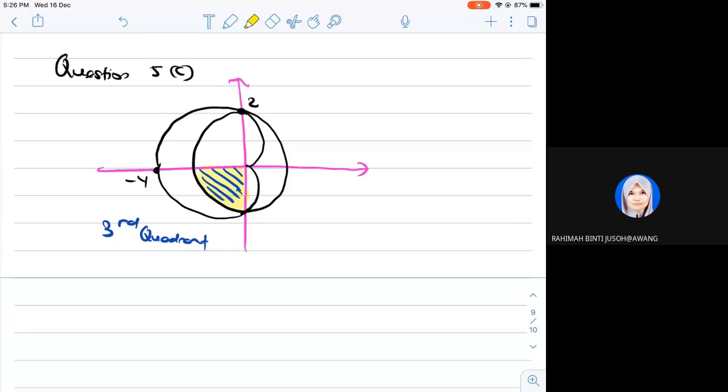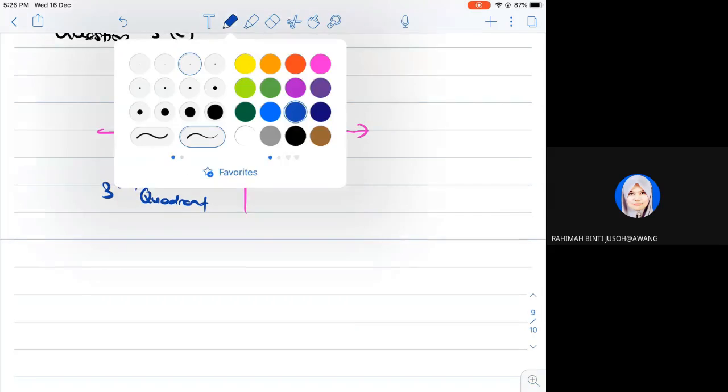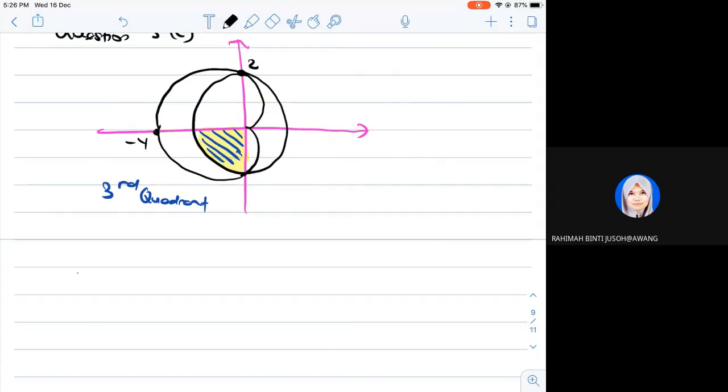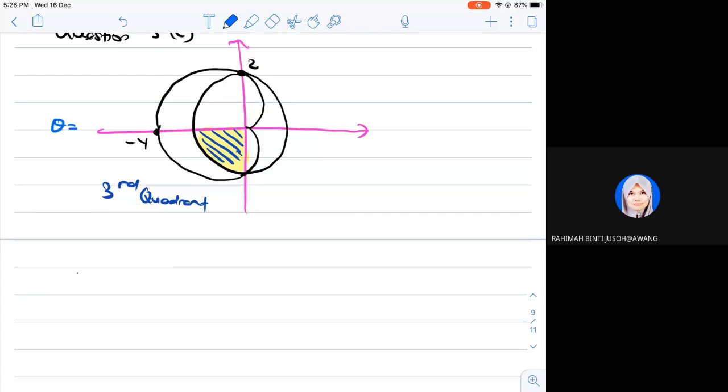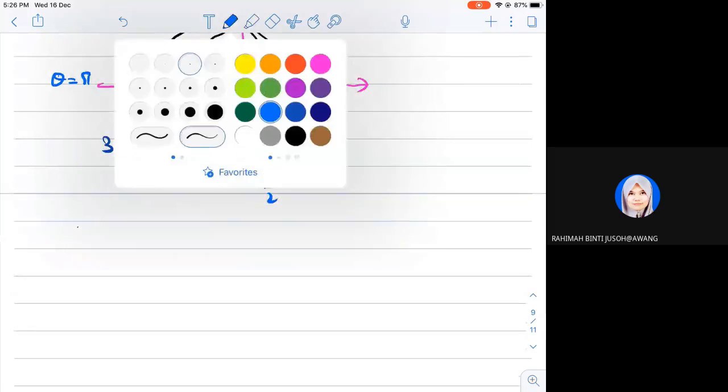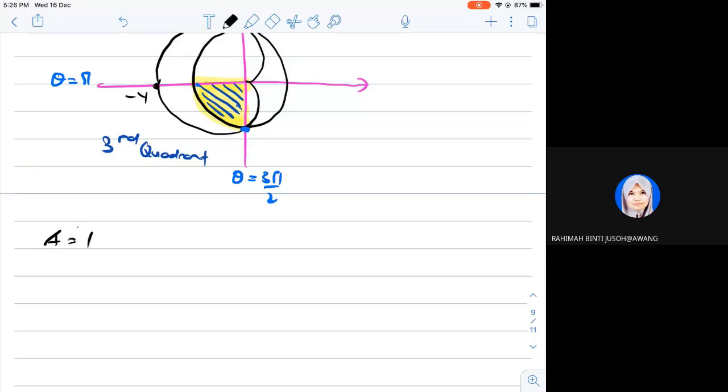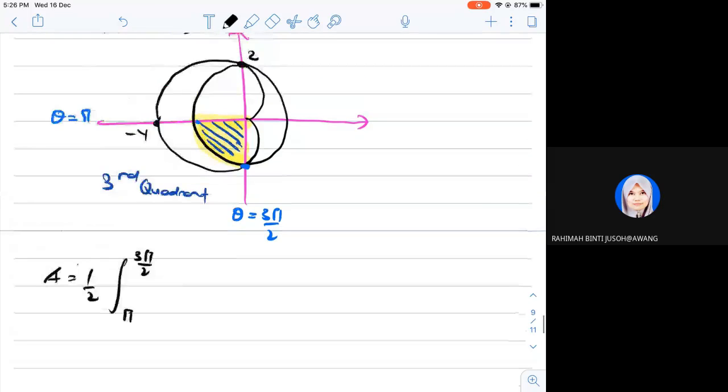Understand? Okay, so now can you give me the angle? Here is theta equals to pi and right here is theta equals to 3 pi over 2. So it starts from this point until here, this region. So we will have area equals to 1 over 2 integration from pi until 3 pi over 2. Okay, what is the r involved here?